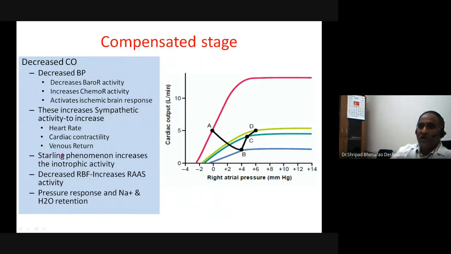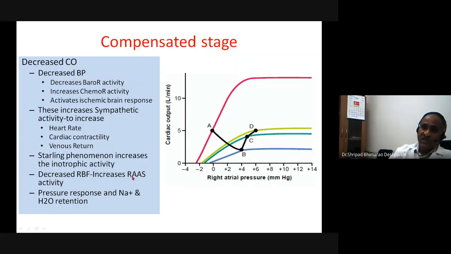Now this would be okay, fine, it is happening, but whether it is able to sustain, that is another thing. Now at the same time, the renal blood flow diminishes. The decreased renal blood flow enhances the renin formation from the juxtaglomerular complex. The renin angiotensin aldosterone system is activated.